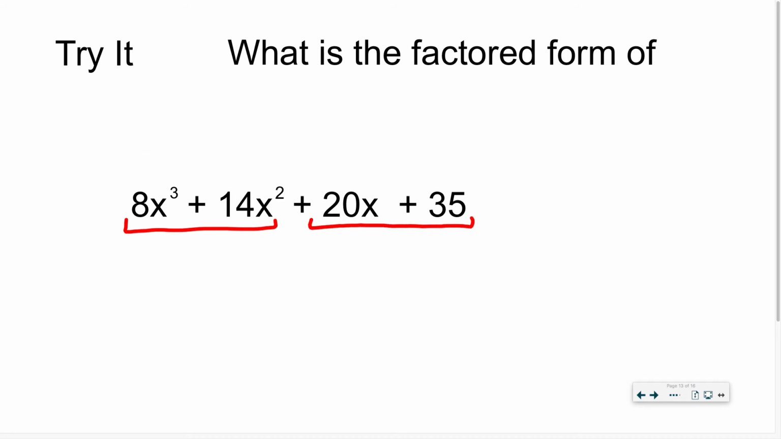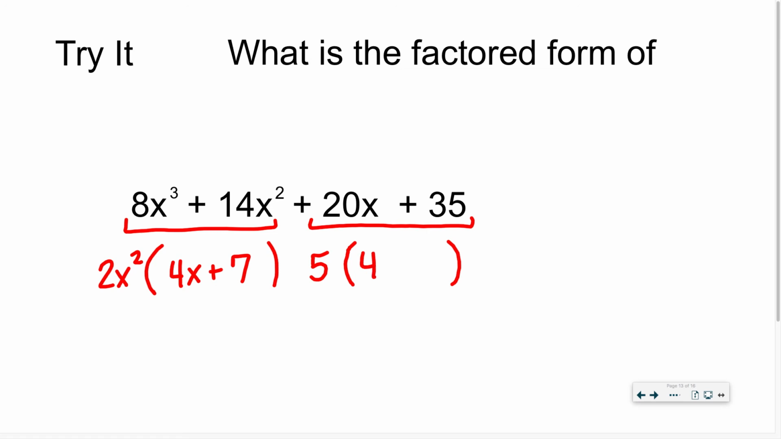And now what? And then factor from each group. So what can I factor out of that first group? David. 2x squared. What's left? 4x plus 7. I could always check if I need to. For the second group, what's common between them? A 5. And what would be left? 4x plus 7.